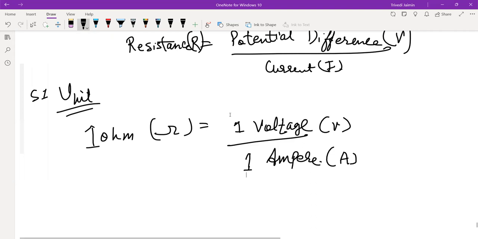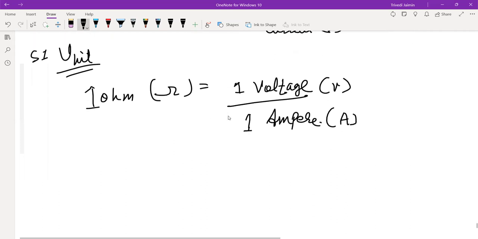It's like when a current of 1 ampere passes through an object of 1 volt, the resistance is said to be 1 ohm. Yeah, very good. Any other way? Anyone else? Yes, I got it. When the potential difference between two terminals of a conductor is 1 volt and the current flowing through it is 1 ampere, the resistance is 1 ohm. Super. Very good.